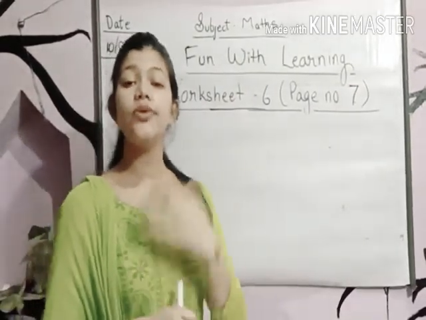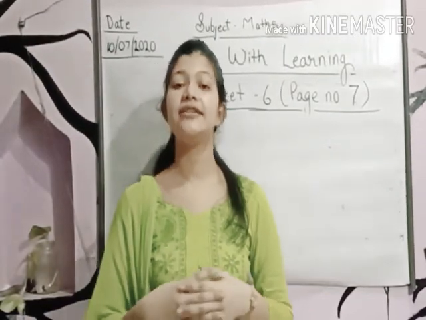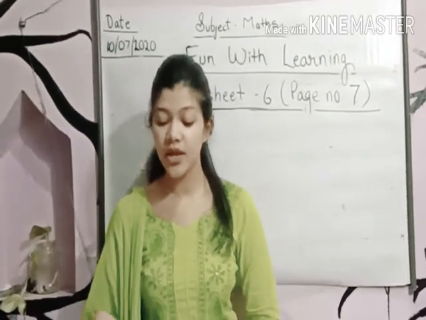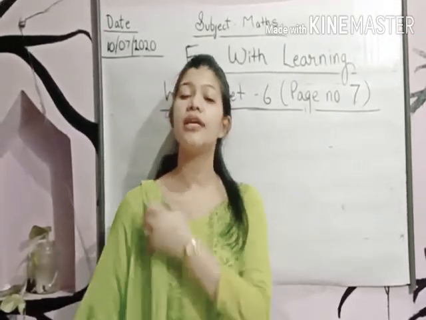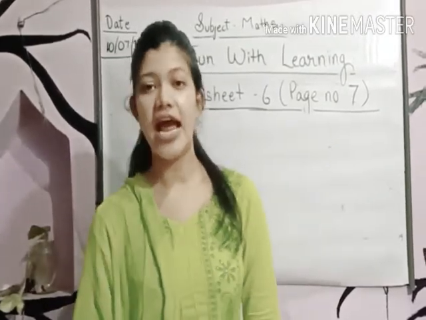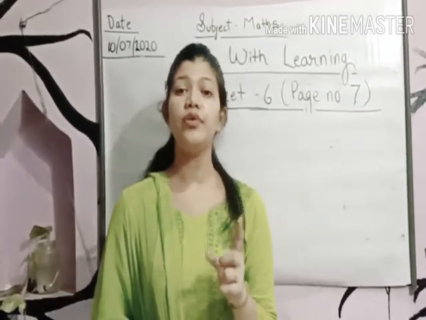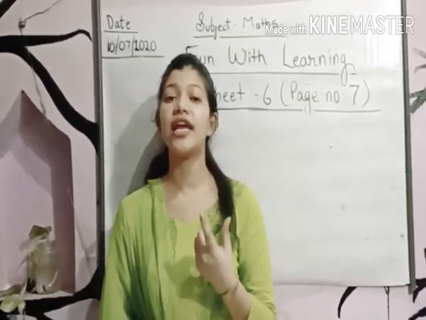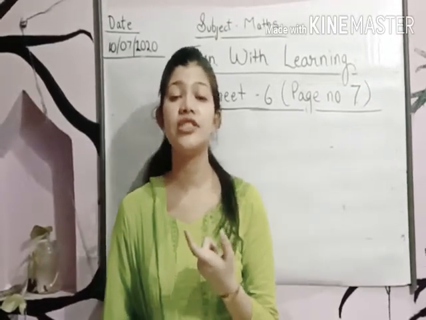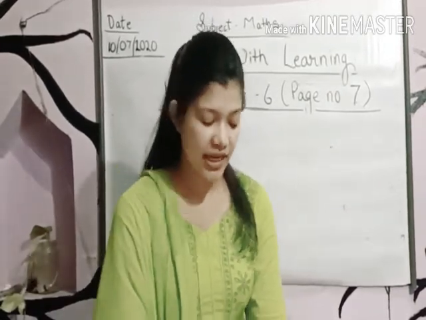Now let's come to next page number, that is page number 7, worksheet 6. Now students, first of all write today's date, that is 10. Now this worksheet is also based on addition. Okay, now see, let's play and add. Now why is the word play written over here? Because we have to add numbers with the help of a dice. You know what is a dice? A dice is an object which is used while playing Ludo.